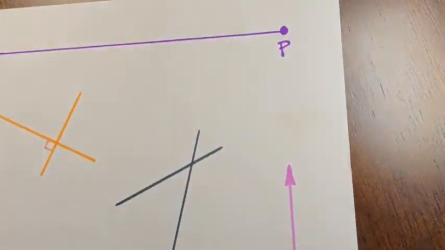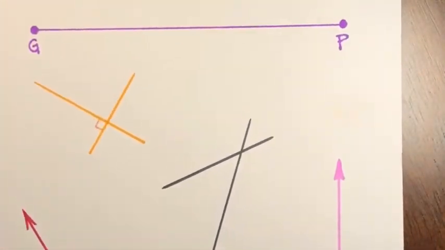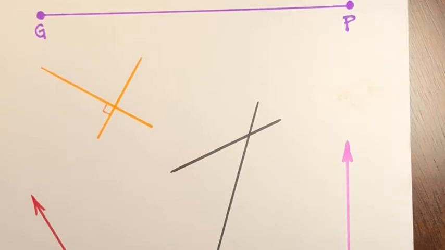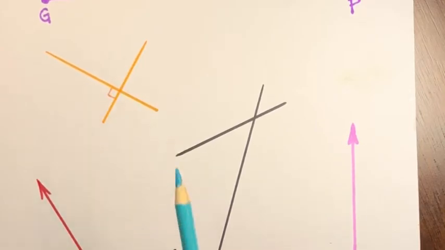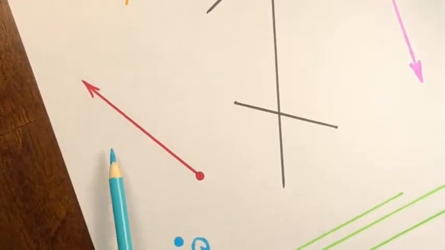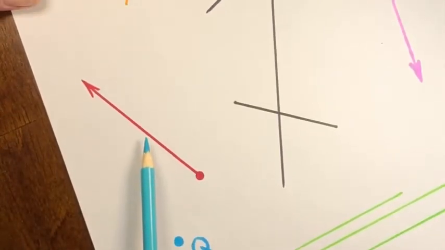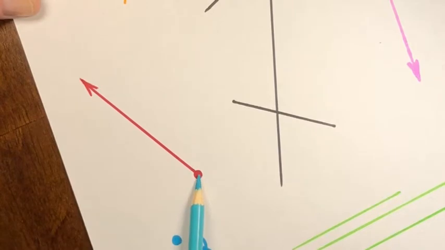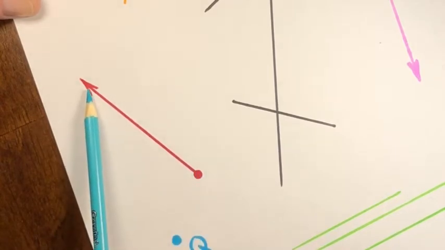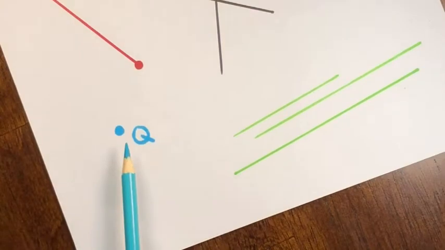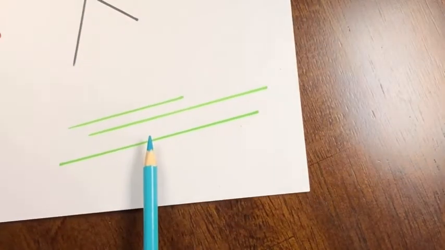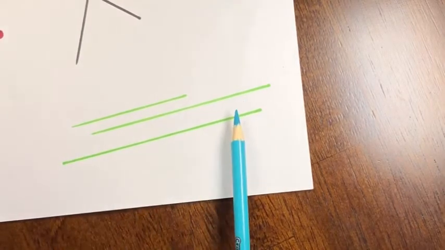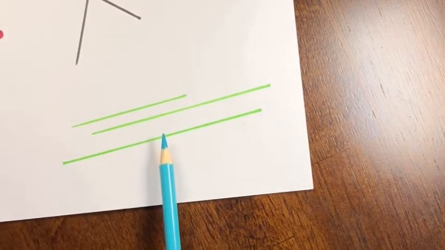I want you to identify these items from yesterday and just simply shout them out or say them in your head. What do you see here? Perpendicular lines. They cross and they form a 90-degree angle. What do you see here? You see a ray. A ray starts with an origin point and a direction, one direction forever. We see a point. It's named Q. Parallel lines. Never get any closer, never get any farther away from each other.